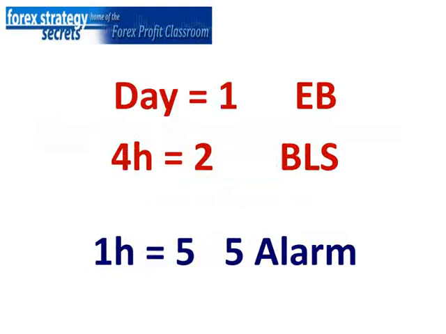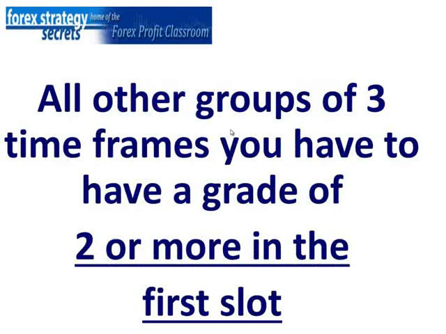So the day can have a 1, which is an early bird, and the 4-hour has to have a 2, which is a blue light special. Those two things, remember, confirm the direction that you're going to trade. And on the 1-hour, preferably, you want a 5-alarm trade. Once it's heavily in that direction, you can take an orbital alert trade or a launch pad trade. It may be only grayed out at a 4, but that will still give you direction and a high-probability trade because you have the day and the 4-hour giving you the direction of the trend.